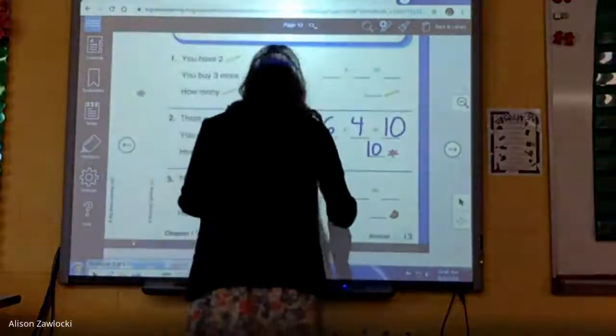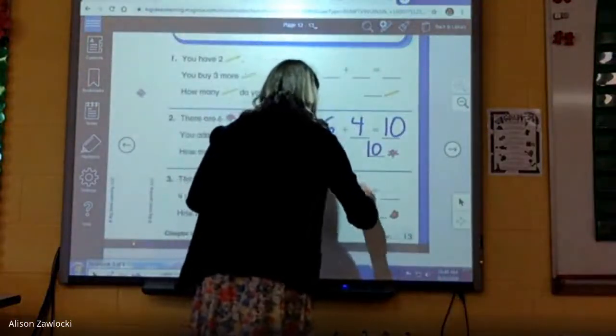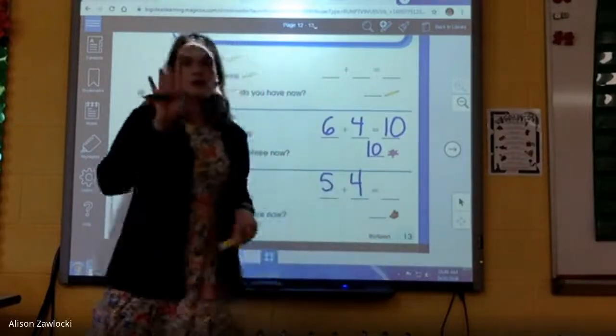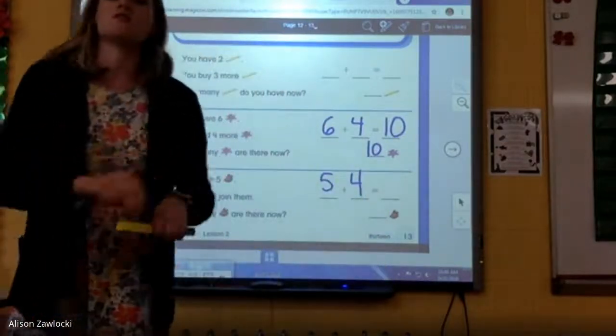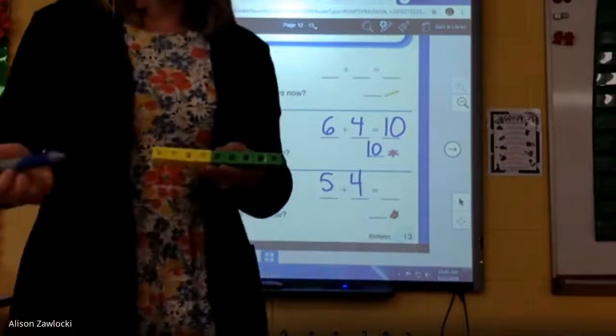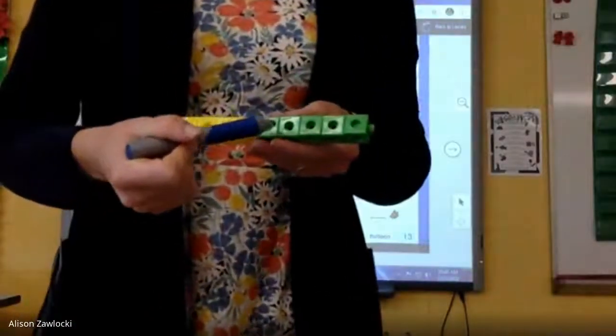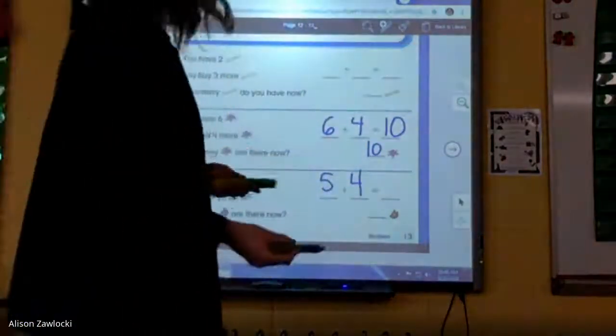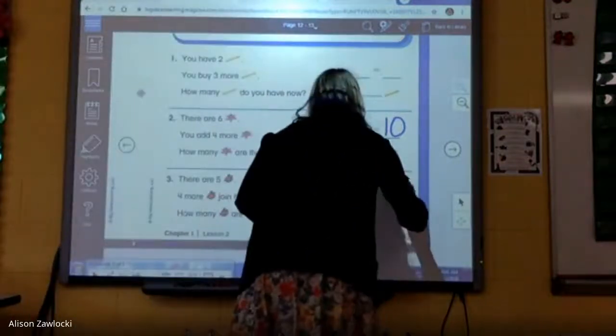Let's start our number sentence. 5 plus 4, and write this with me. If you need to pause the video to write this, you may do that. Let's see our total. 1, 2, 3, 4, 5, 6, 7, 8, 9. 5 plus 4 is 9.